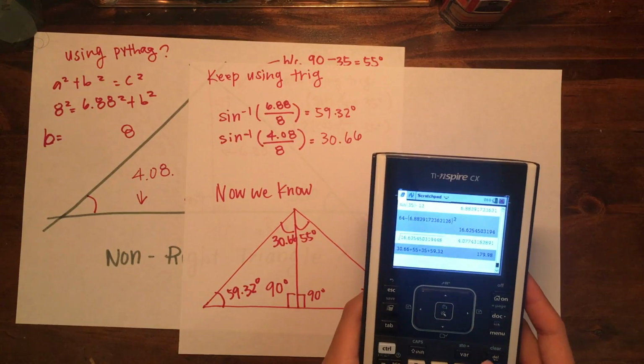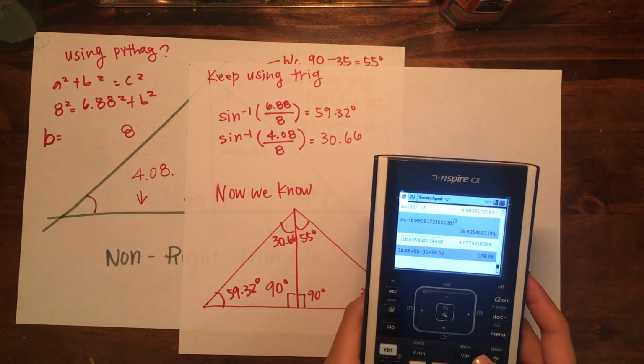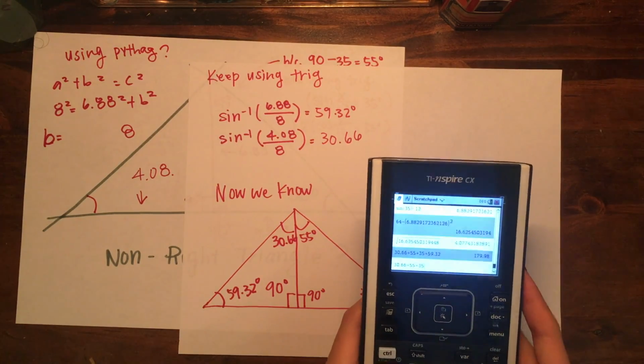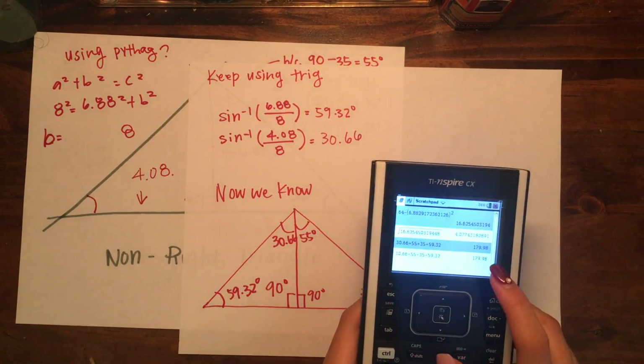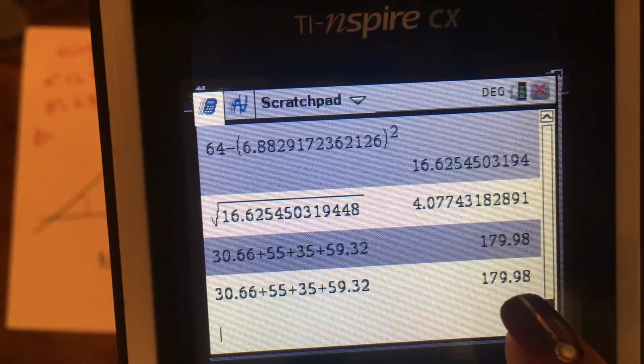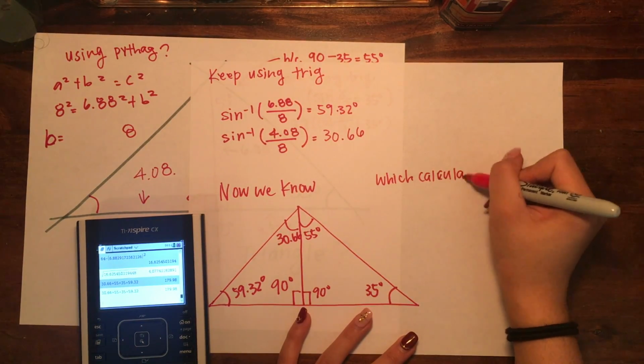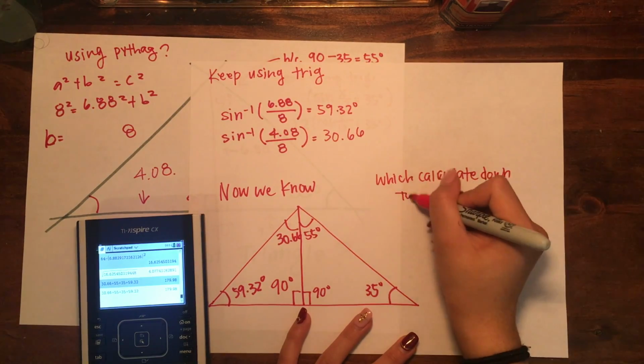Now just to double check, I've added all the angles that we found in this entire triangle, and I added them all up, and they're supposed to equal 180 degrees, and we've come to the result that it equals 179.98, which is basically 180 if you calculate it down.